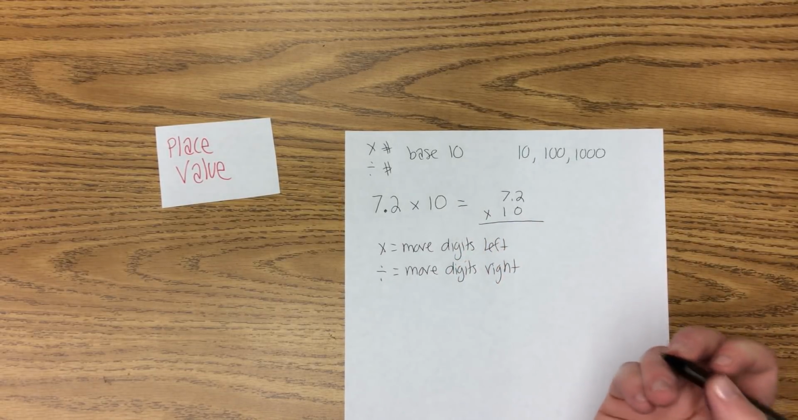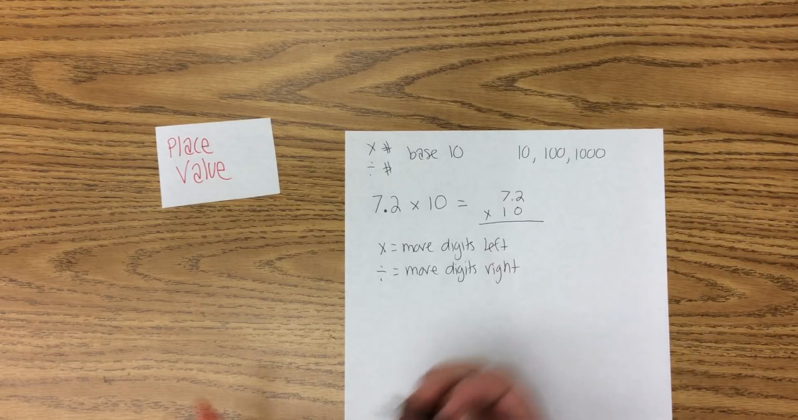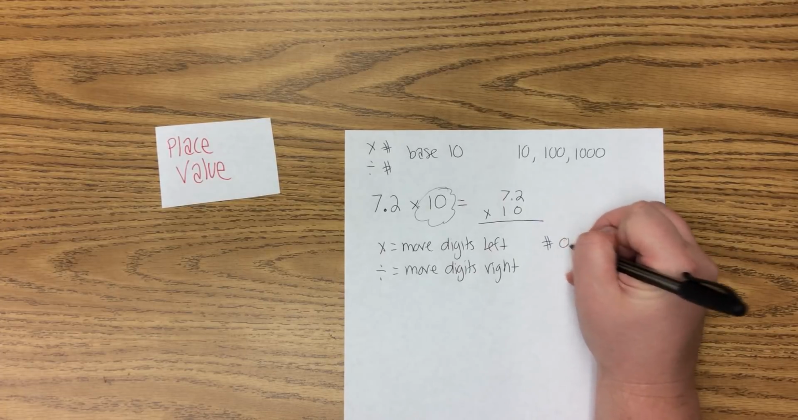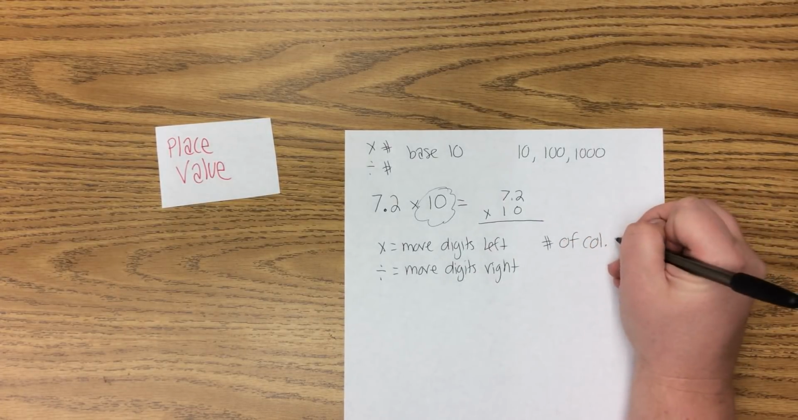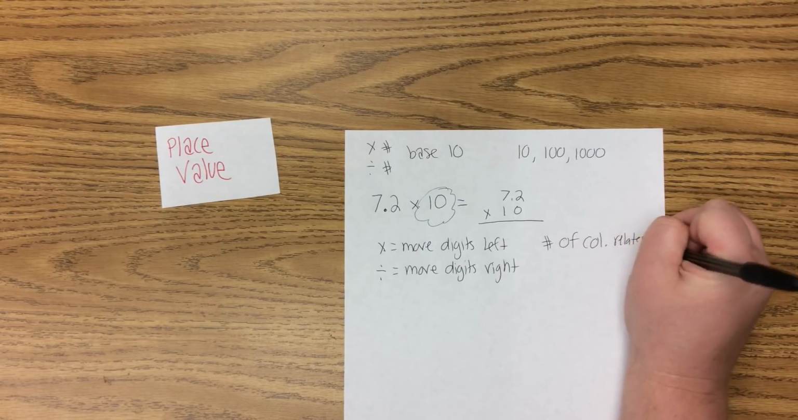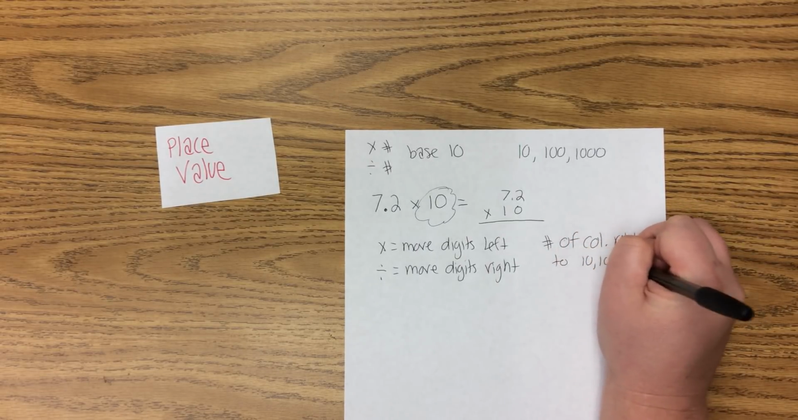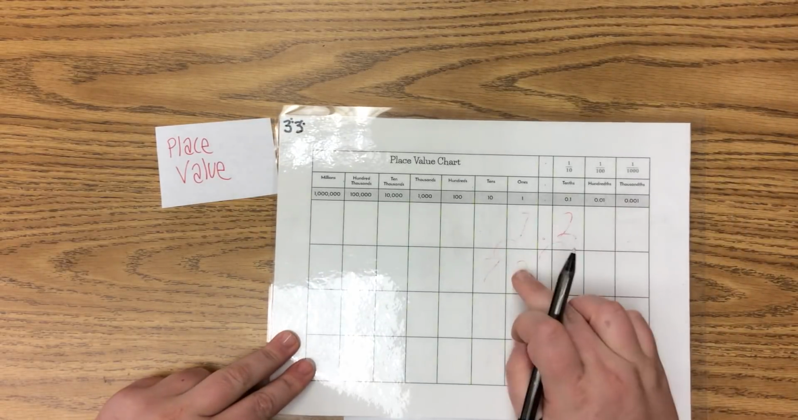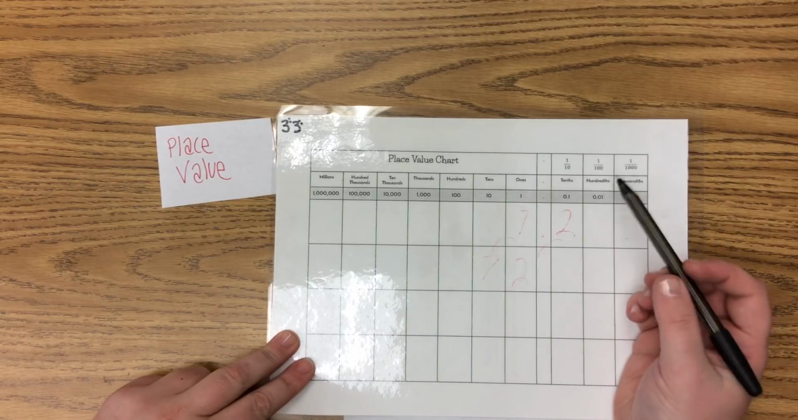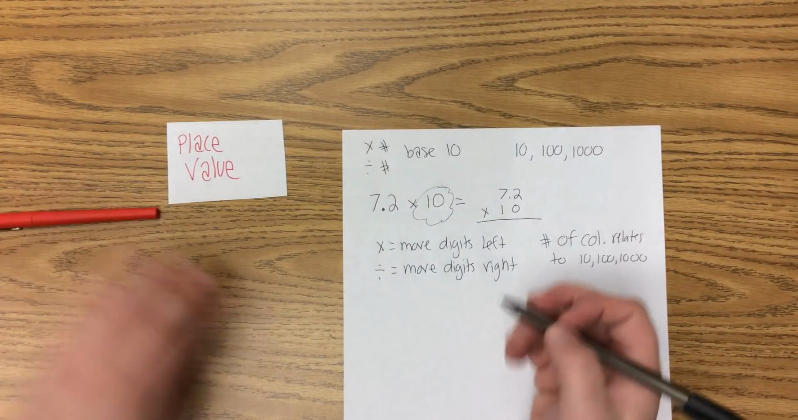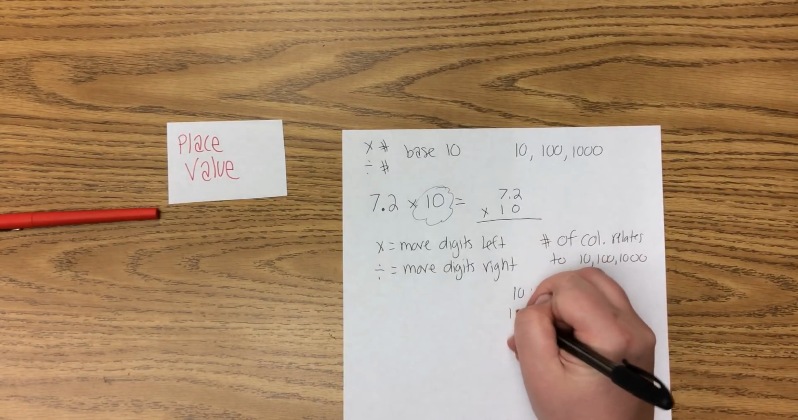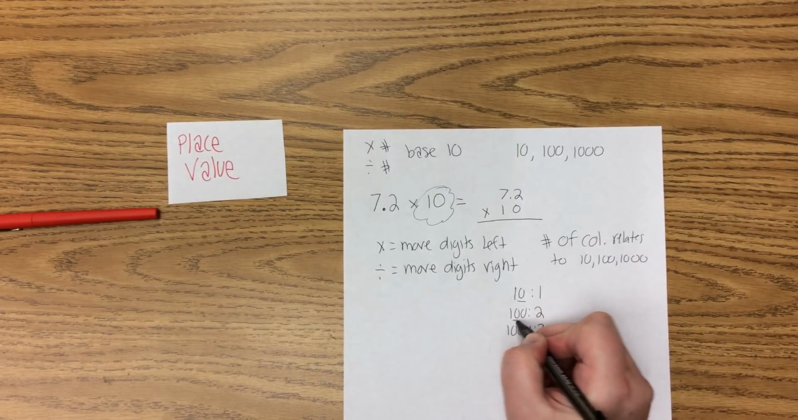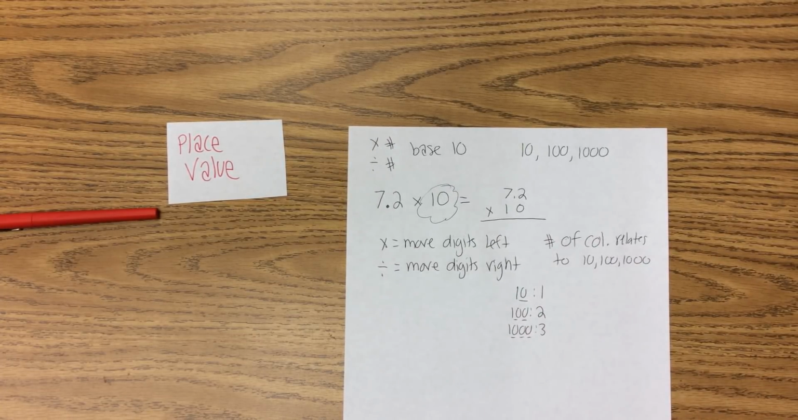And the number of columns relates directly to what you're multiplying or dividing it by. It relates to this number here. So the number of columns relates to if it's a 10, 100, or 1,000, etc. If it is a 10, it's going to move one column. If it's 100, it will move two columns. If it is 1,000, it will move three. And we looked at the fact that a 10 you move once, 100 you move twice, and 1,000 you move 3 times, and that directly relates to the number of zeros you see in your problem.